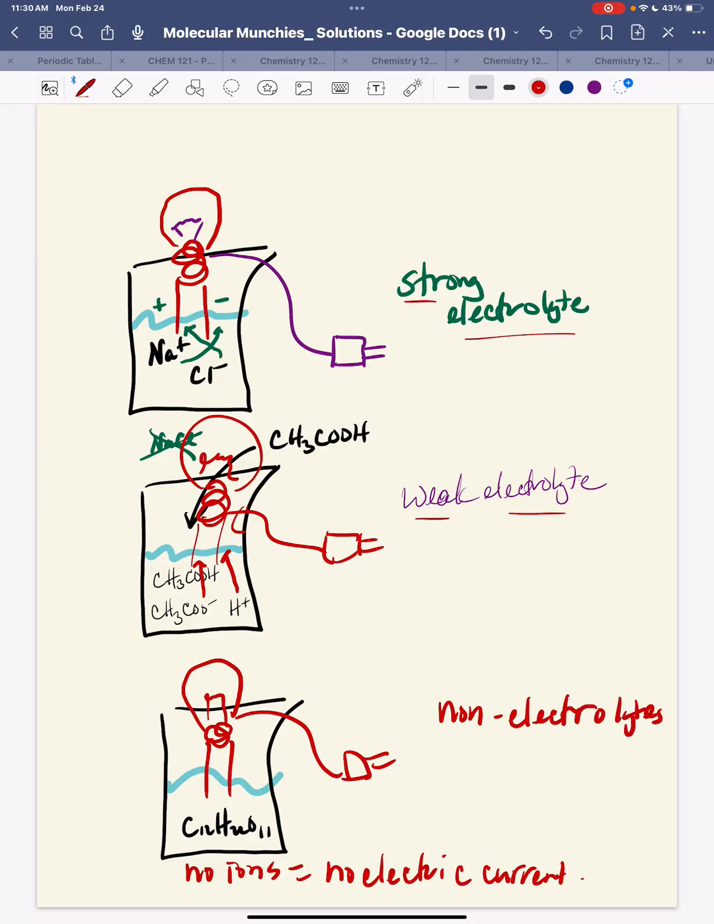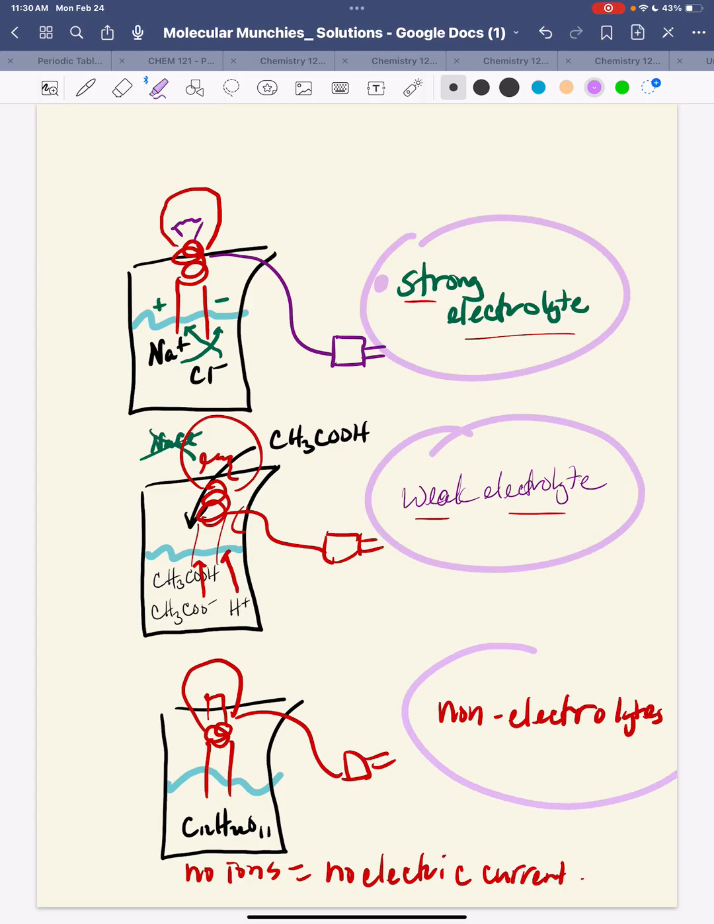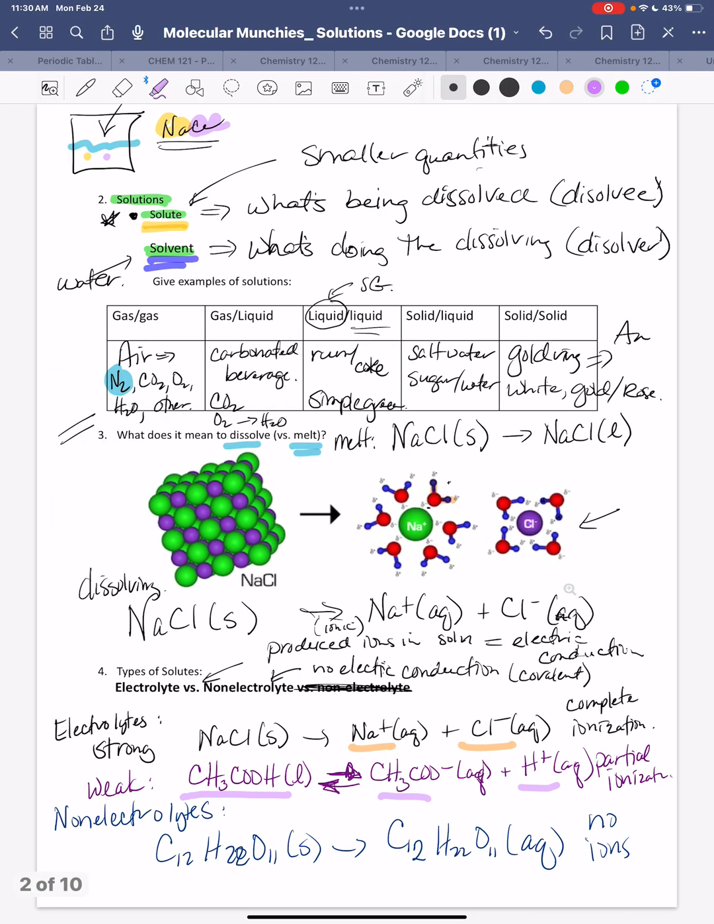So when we talk about solutions, we have three flavors, kind of like when we had covalent bonds, we had a polar and a non-polar bond. So when we have electrolytes, we have three different flavors. We have strong electrolytes, weak electrolytes, and non-electrolytes. And really these are just subcategories of each other. But basically that's our idea.